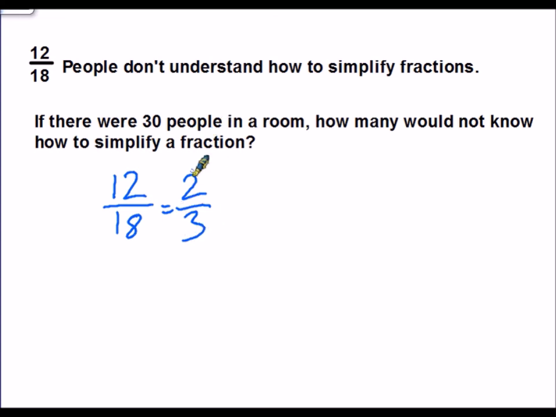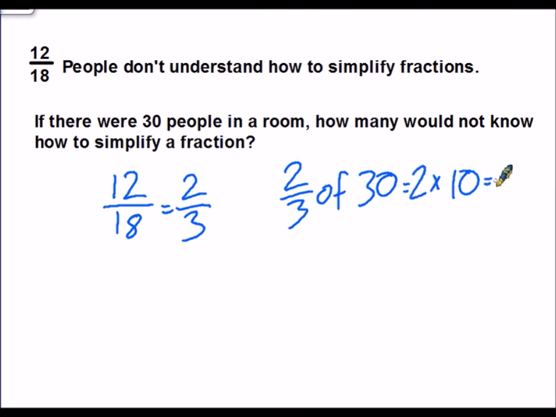Now, to do this, I need to know how to work out a fraction of a quantity. So I'm being asked to work out what is 2/3 of 30. Now, if you've seen the video on how to work out fractions of a whole number, you should know how to do this. We have to divide by the bottom number, divide by the denominator, and then times by the numerator. So 30 divided by 3 is 10. Times by the numerator, 2 times 10. So our final answer, in this case, would be 20. 20 people would not know how to simplify fractions in this case.